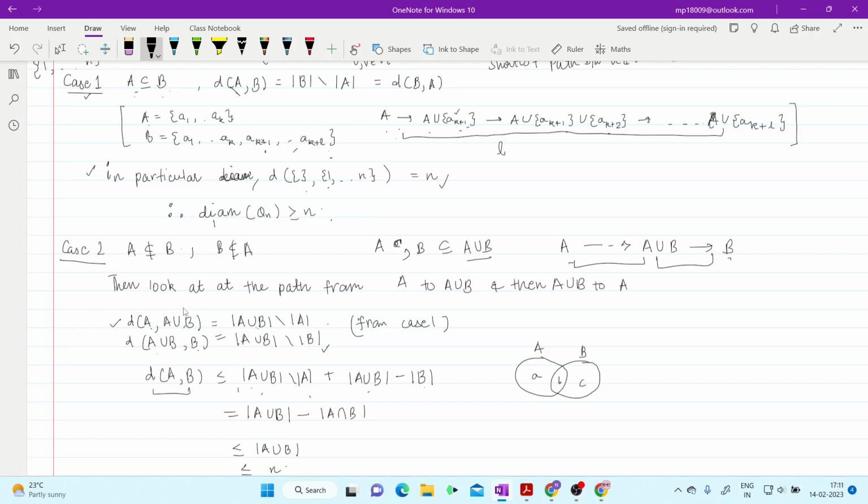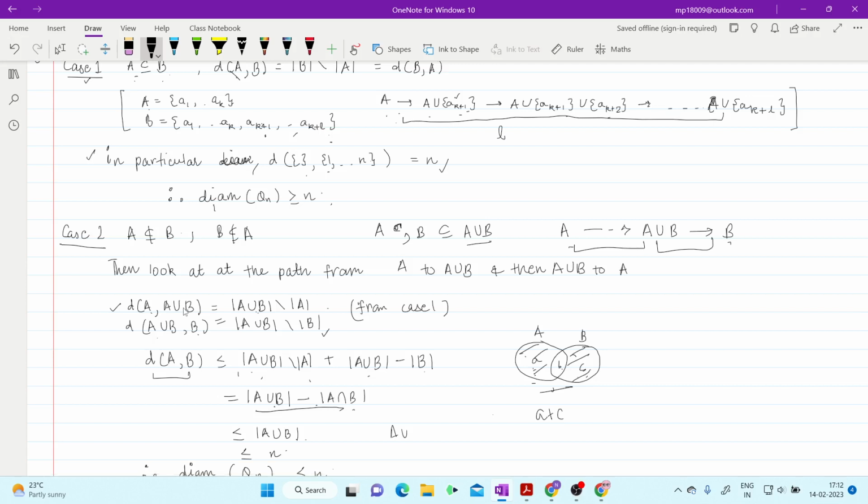If you look at this Venn diagram, the shortest path from A to A union B is this region, and the length of the shortest path from B to A union B is the number of elements in the shaded region C. This is nothing but the order of A union B minus the order of A intersection B. A union B is A plus B plus C, and what we want to calculate is A plus C, which is A union B minus A intersection B. Because A intersection B is a non-negative number, this will always be less than or equal to the order of A union B. And since A union B is a subset of 1 to n, this order is at most n.